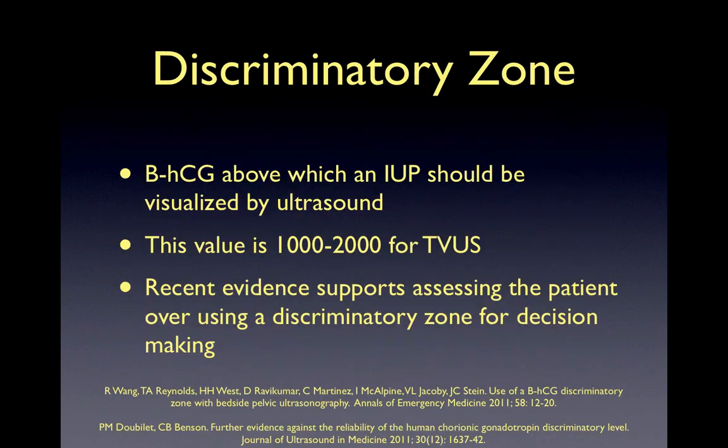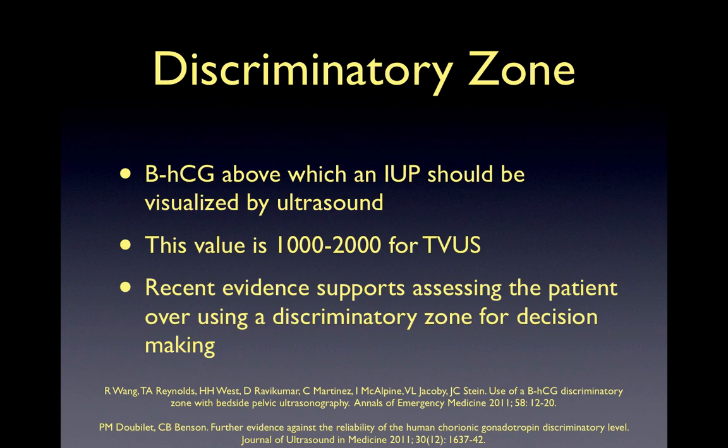The discriminatory zone is the quantitative beta HCG level above which you should see an intrauterine pregnancy. For transvaginal ultrasound, this value is between 1,000 and 2,000. The discriminatory zone is not used to rule out an ectopic pregnancy.